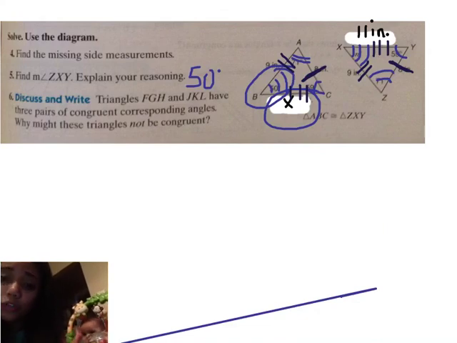Let's double check to make sure that's correct. This is 1 angle measure, 3 side marks, and 3 angle measures. This one's 1 angle measure, just like this one. 3 side marks, and 3 angle measures.